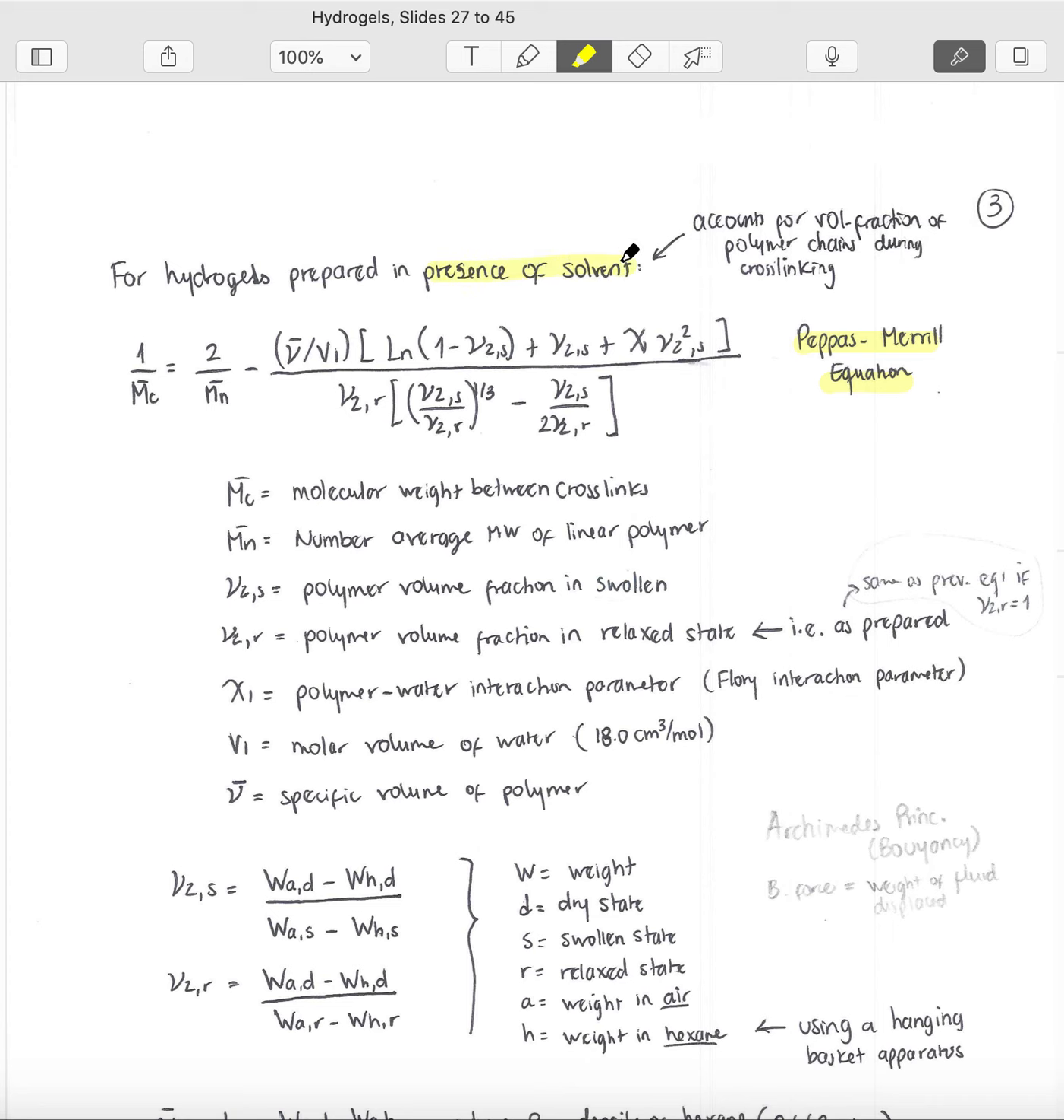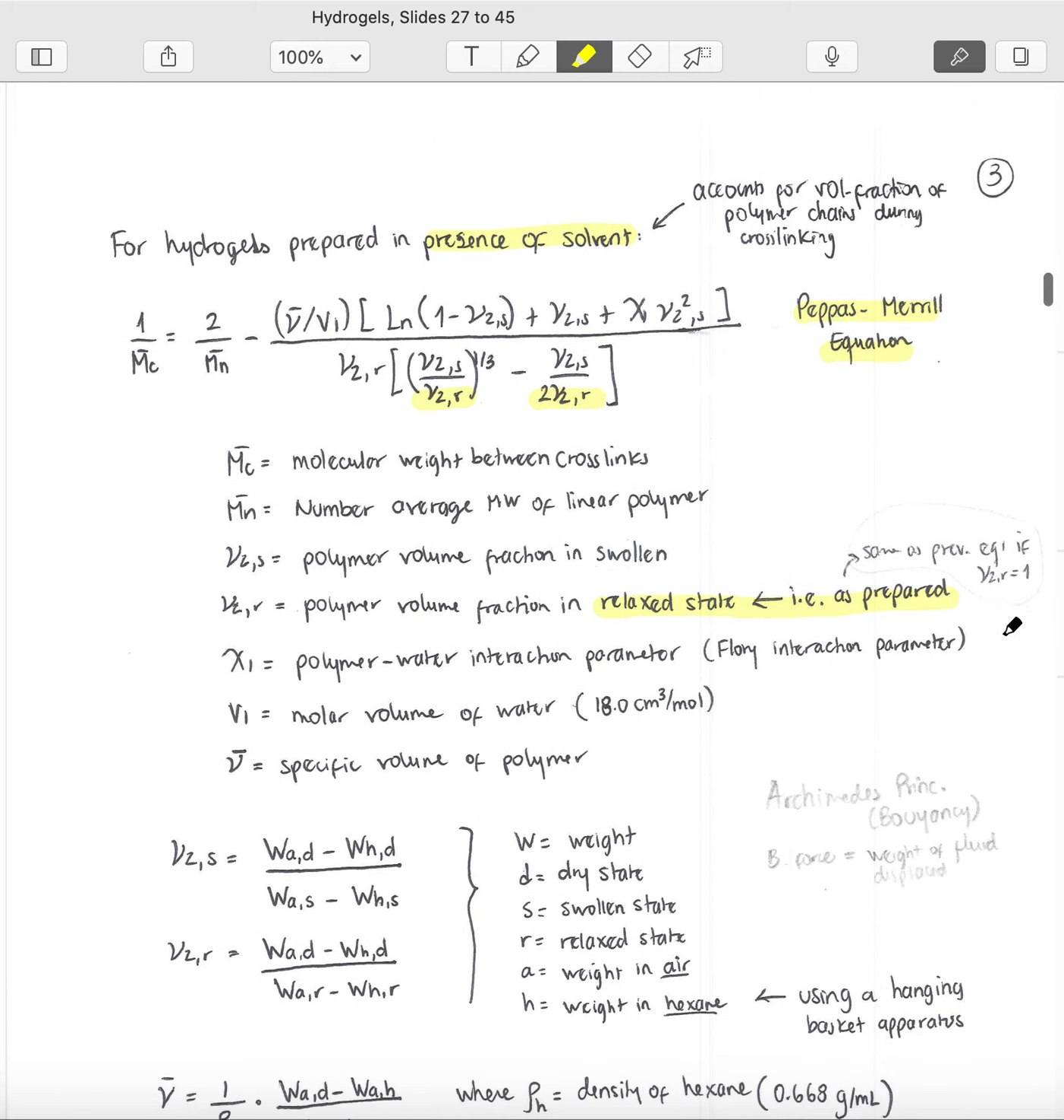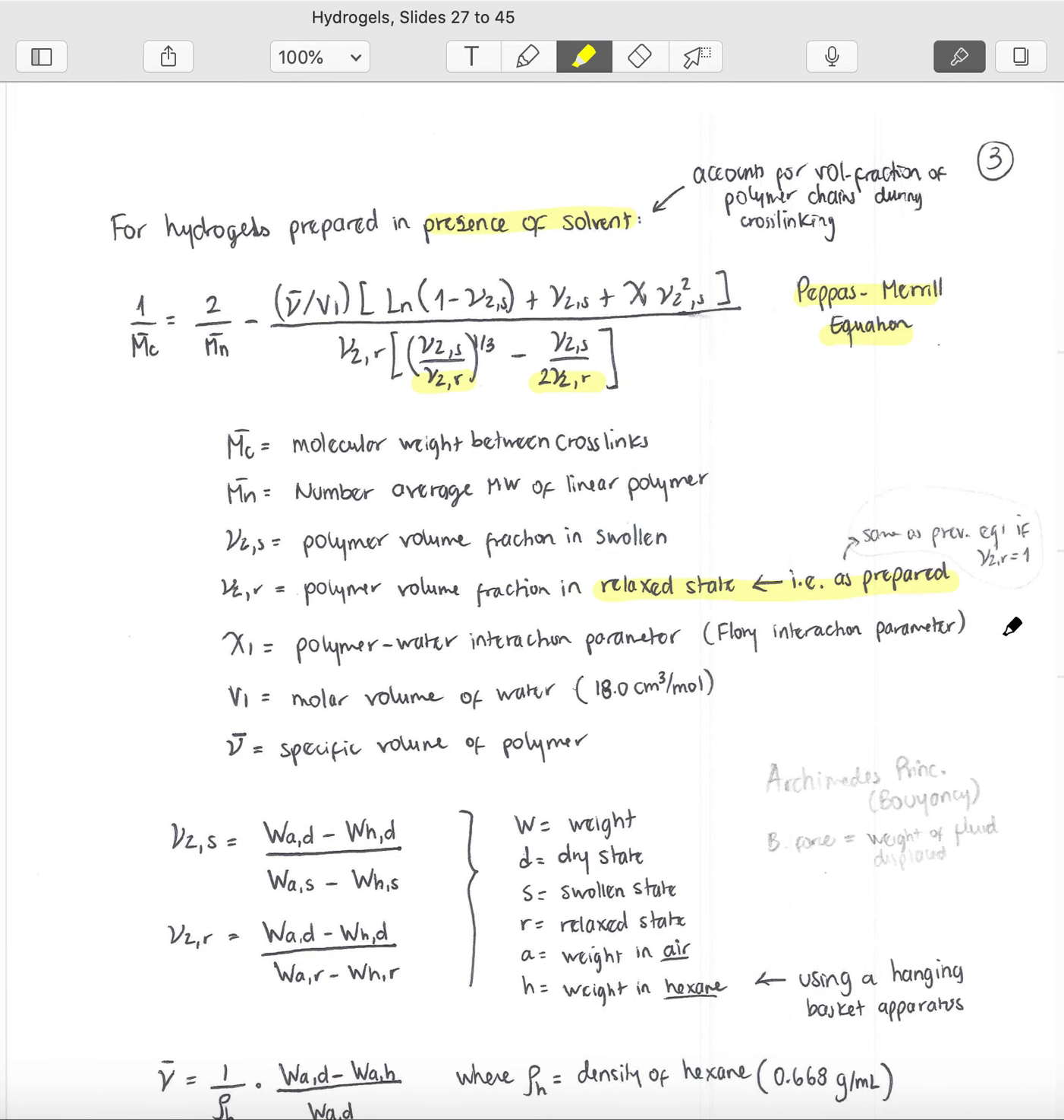So for example, you might begin with monomers, whether those monomers are liquid or solid, but all of them are diluted in a solvent in order to get a more porous hydrogel system. So the equation is actually very similar to the one that we had in the previous slide, but now we have a new set of variables down here, which have to do with the volume fraction of the polymer in the relaxed state. And this relaxed state is basically the state of the hydrogel as soon as it is prepared. So the way that the experiments are done is that typically you would prepare the hydrogel, and immediately after the hydrogel is prepared, you would carry out some measurements.